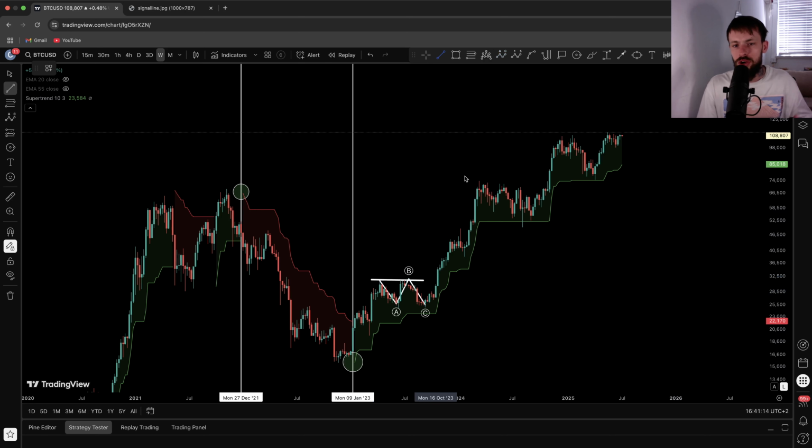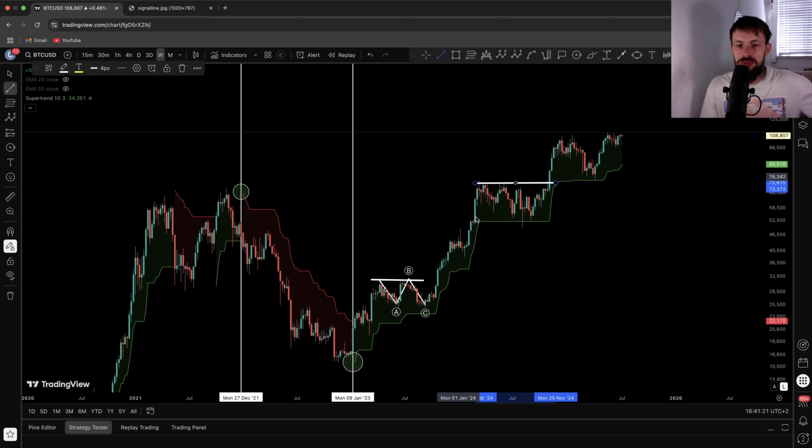For example, let's go up to the top here. It's a very similar scenario. We ran into a key level of resistance. The super trend flatlined and we were in some sort of falling wedge or broadening wedge down here. And you can see we corrected back to the super trend right here. We corrected to the super trend and then pumped up again.